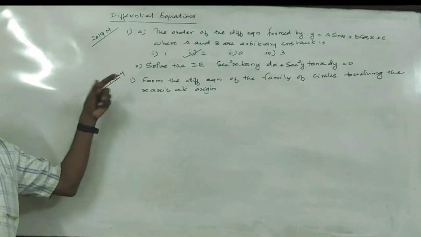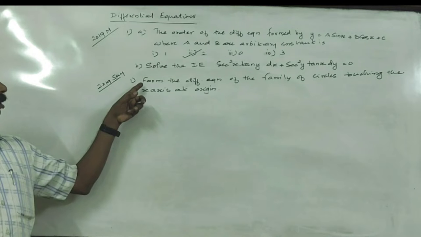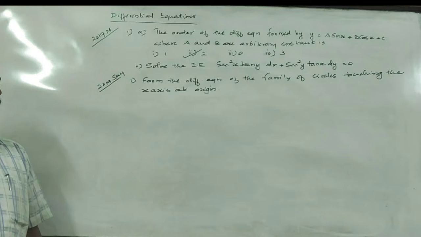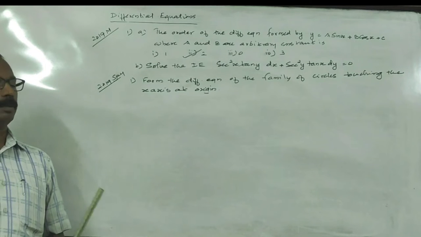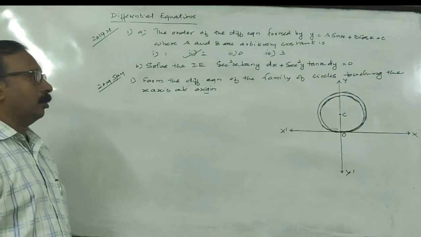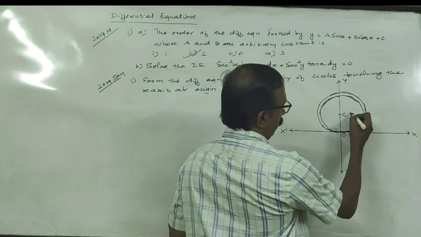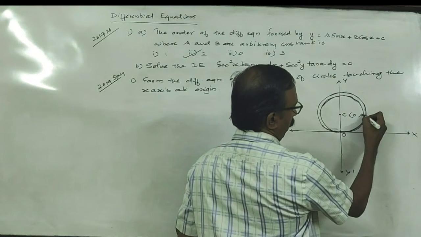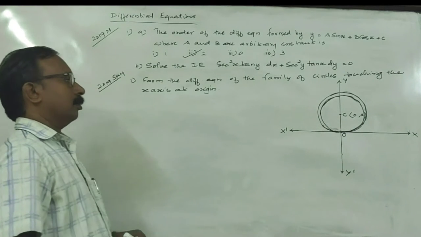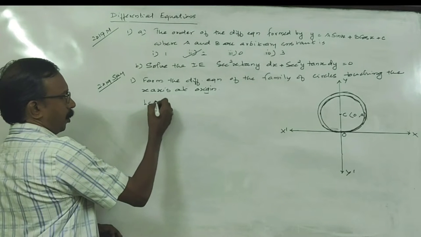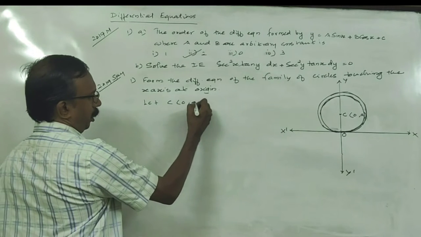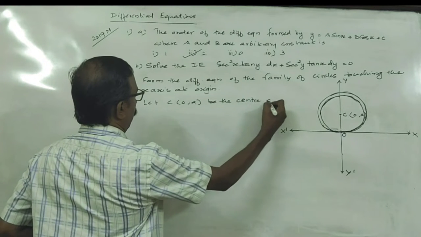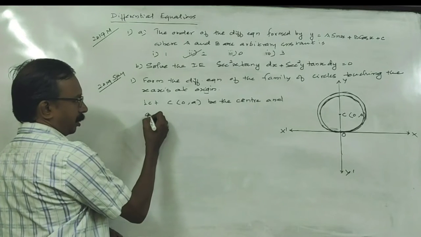In 2019 examination, there is only one question. The question is, form the differential equation of the family of circles touching the x-axis at origin. Formation of differential equation. Here the x coordinate is 0, the y coordinate let me take a. Let (0, a) be the center and a be the radius.